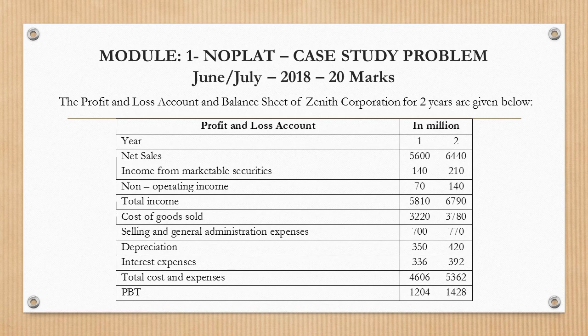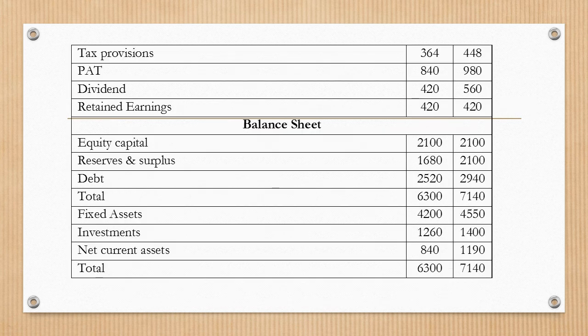Net sales for the 2 years are given in the profit and loss account. Income from marketable securities, we call it interest income. Then non-operating income, total income, cost of goods sold, selling and administration expenses, depreciation, interest expenses, total cost and expenses, PBT (profit before tax), tax provision, profit after tax, dividend, retained earnings. Along with that the balance sheet is given, that is equity capital, reserves and surplus and debt for 2 years, and fixed assets, investments and net current assets for 2 years.